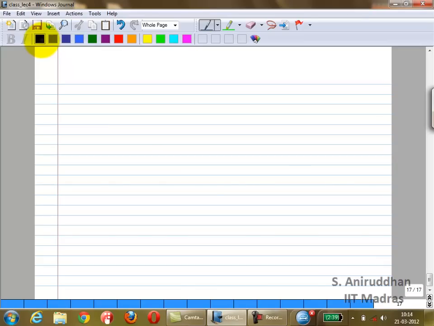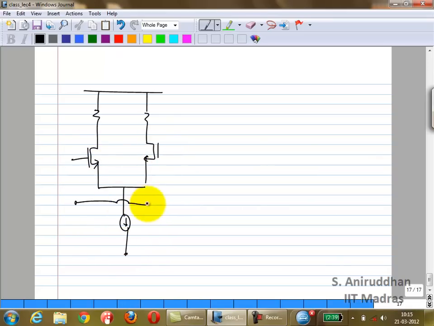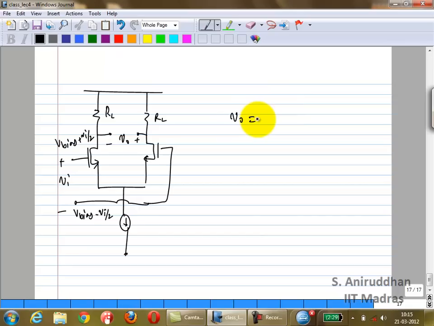Now before we look at these fully differential circuits, we need to make a small distinction between two kinds of circuits. So let's take a diff amp, which we have seen before several times. So this is going to be V bias plus V I by 2, V bias minus V I by 2. Okay. What is VO? What is the gain of the circuit? GMRL times VI.